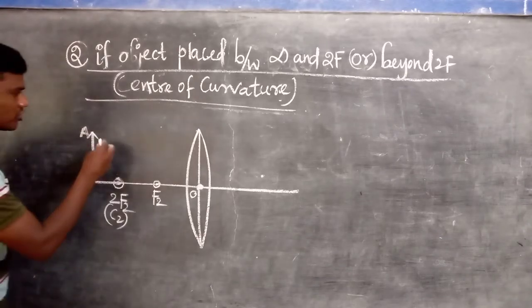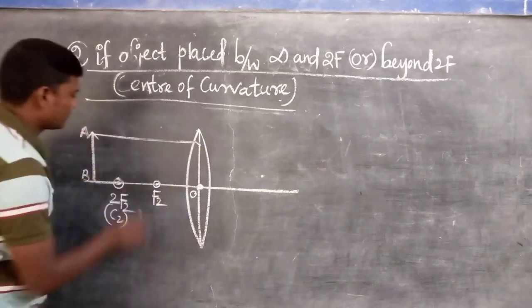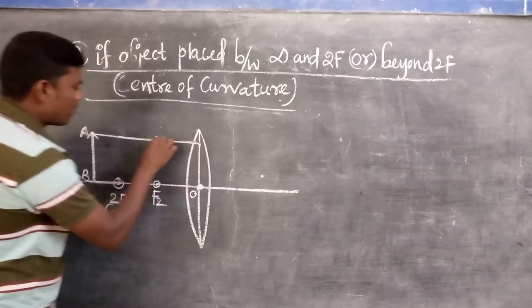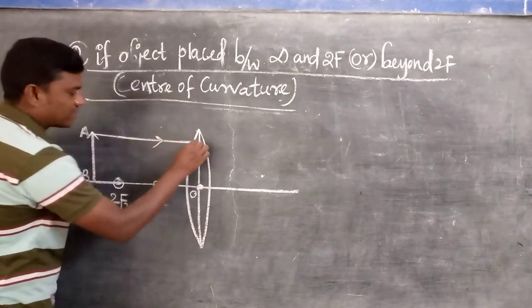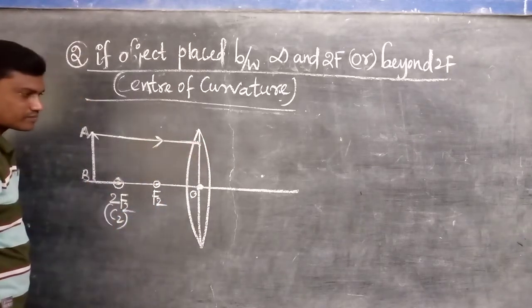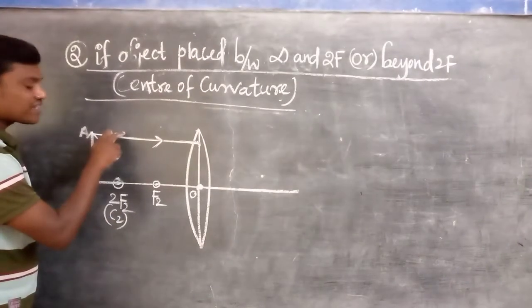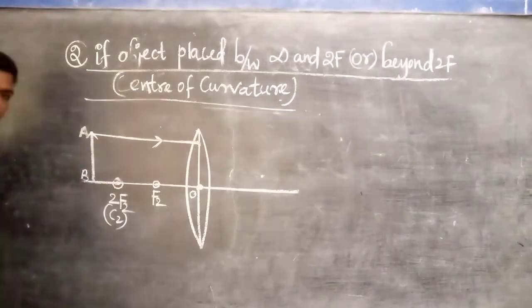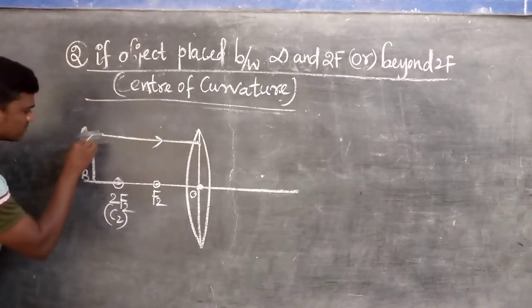Now from the position of this object, we can set two rays. A number of rays are coming from that point, but you can set two rays for locating the position of the image clearly. We know very clearly, if the incident ray is parallel to the principal axis, after the refraction, what will happen? It must pass through the focus.